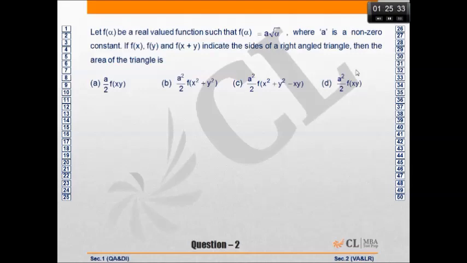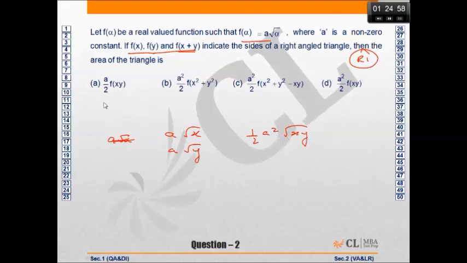Let f(alpha) be a real valued function such that f(alpha) is equal to A under root alpha, where A is a non-zero constant. f(x), f(y) and f(x plus y) indicate sides of a right angle triangle, then what is the area of the right angle triangle? Right, round one question typically. So sides are f(x), f(y), so sides are A under root x and A under root y. What is the area of triangle? Half A square under root xy.